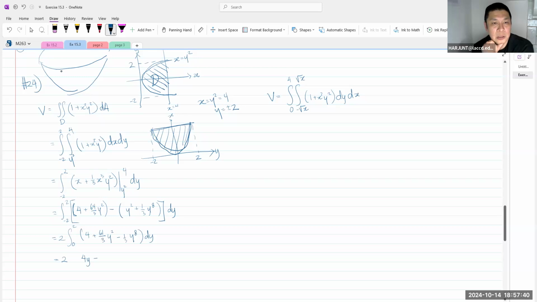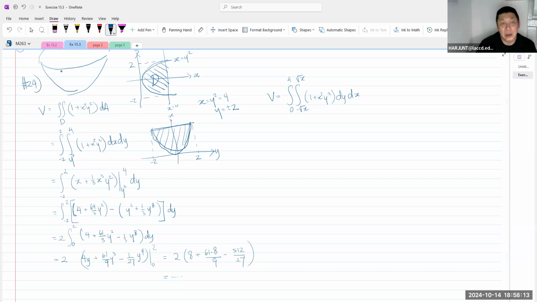4y plus 61 over 9 y cubed minus 1 over 27 y to the 9th from 0 to 2. 2 times 8 plus 61 times 8 over 9 minus 512 over 27. I don't know how to do that. It's too hard for me. Okay, unless I make a miscomputation, I don't think so.